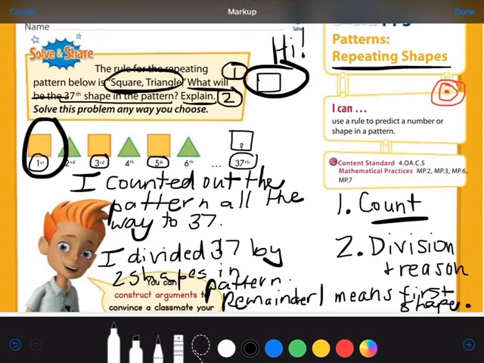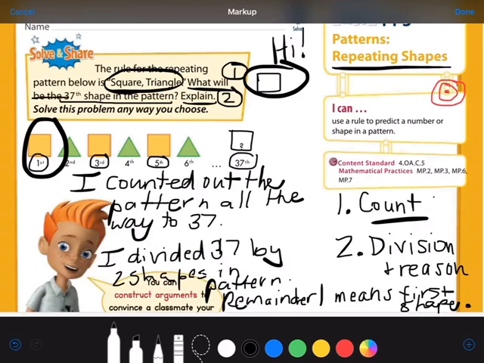If I wanted to explain the odd, I could use a feature of the pattern, like all the squares were odd, to figure out that 37 would also be a square because 37 is odd. So that's just some different ways we can figure it out, different ways we can explain it.